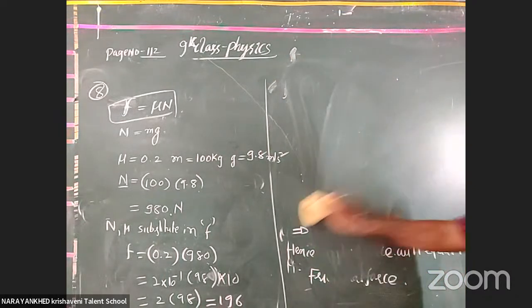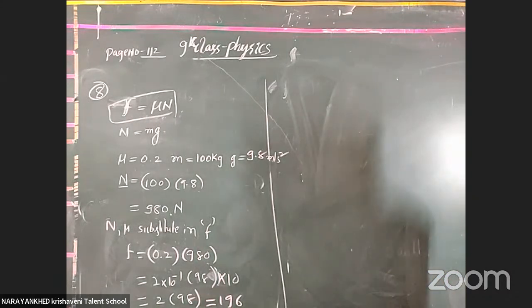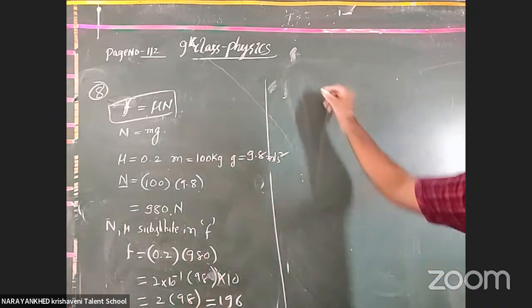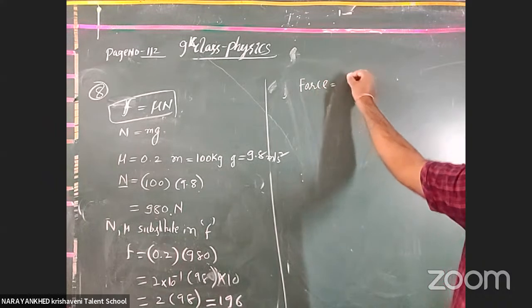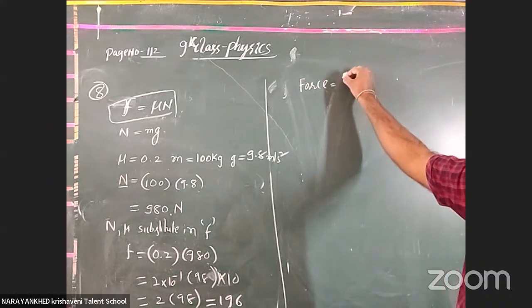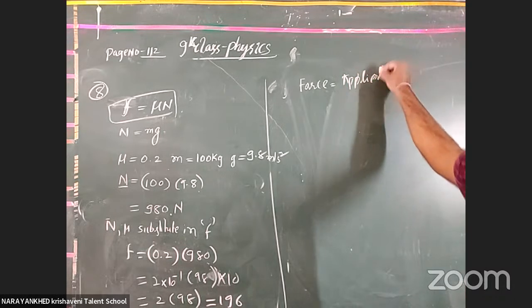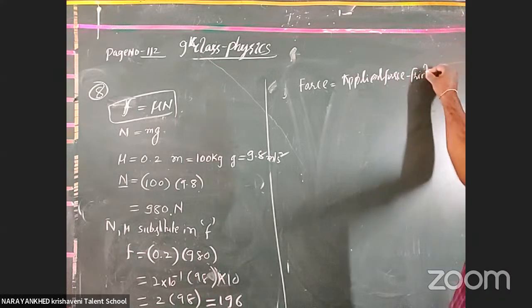Applied force is how much? Applied force is here 196, they given already. We have the formula: the total force applied is equal to applied force minus frictional force.